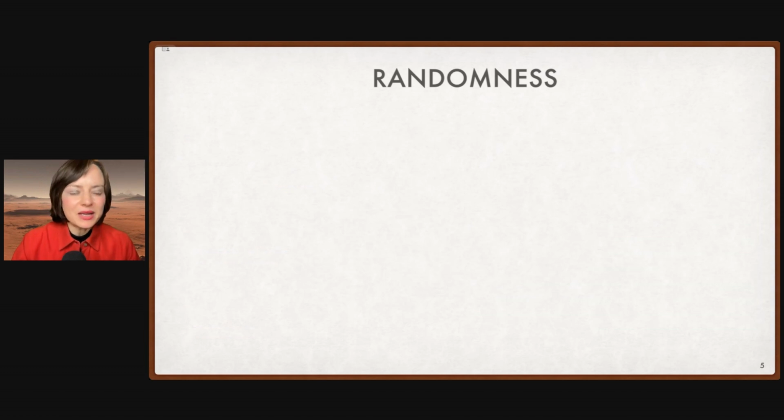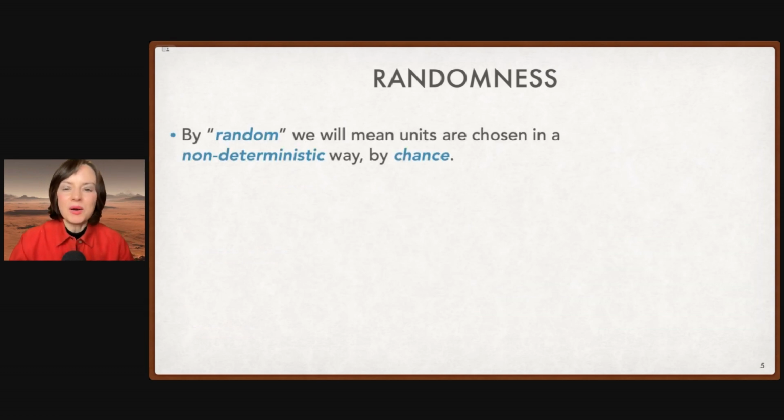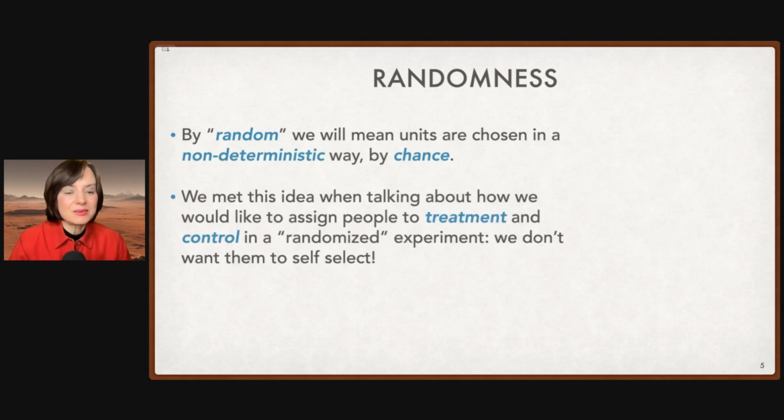So randomness. Why do we care about random samples? Well, what we mean is that units are chosen in a non-deterministic way, by chance, to participate in the study. I'm not saying, hey, anyone who stops at my booth and tells me what they think of the president is in my sample. I'm saying I am going to do a random digit dial of phone numbers, or I'm going to pick people based on some trait that has nothing to do with their approval levels of the president in order to participate in my study. So ideally, not always possible, ideally we have random samples.